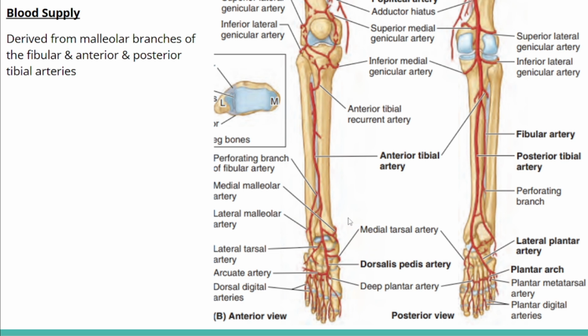Blood supply to the ankle joint is derived from the fibular artery and the anterior and posterior tibial arteries. You can see here, this is the anterior tibial artery, which is a branch of the popliteal artery. It comes into the anterior compartment above the interosseous membrane and descends down. And it gives the lateral and medial malleolar arteries. And here you can see the posterior tibial artery and the fibular artery. Those also give branches around the ankle joint.